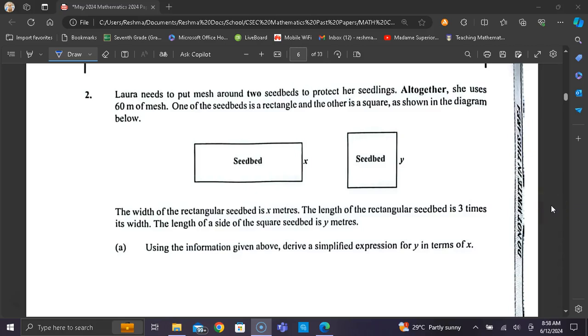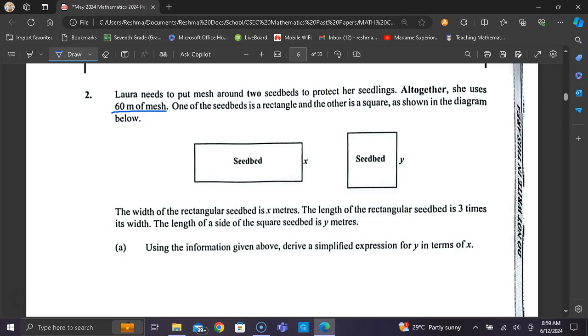Hi everyone, so we're continuing with the solutions for this year's May 2024 CSEC Math Paper 2, and we're on question 2, which is on algebra. So we have Laura needs to put mesh around 2 seed beds to protect her seedlings. Altogether, she uses 60 meters of mesh. So I'm just going to underline that part.